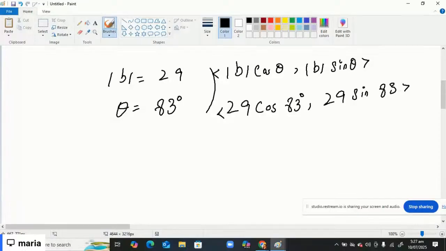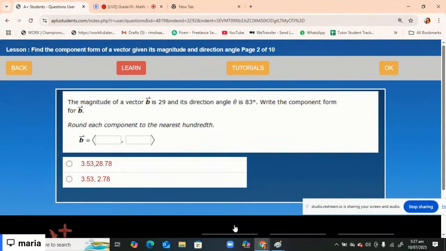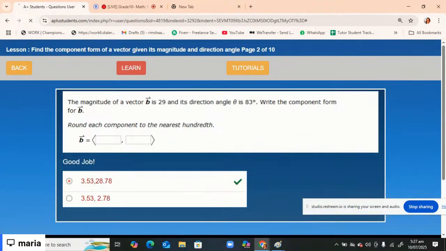Now first of all finding it out, cos 83 then times 29. This is 3.534. Now when you find the other, this is sine 83 then times 29, that is 28.78. Let's see, is there any option for that? Yes, 3.53 and 28.78. Let's see, and this is the right answer.